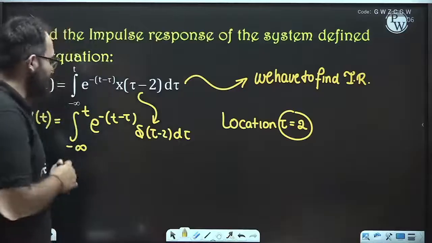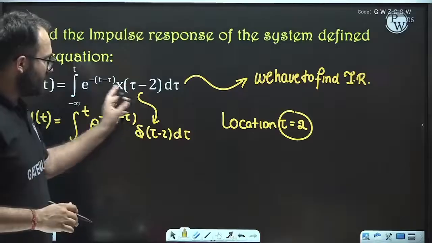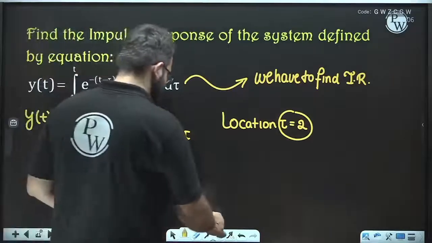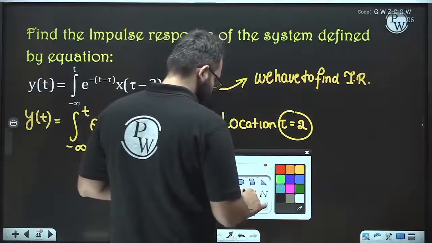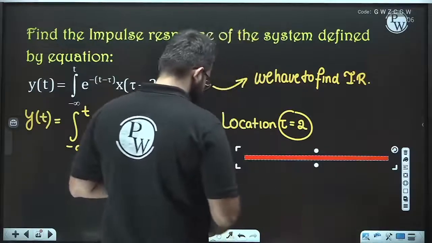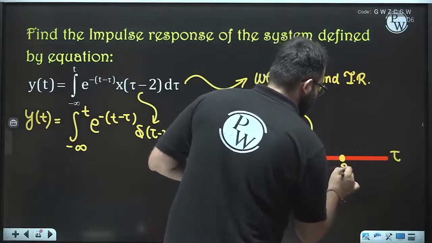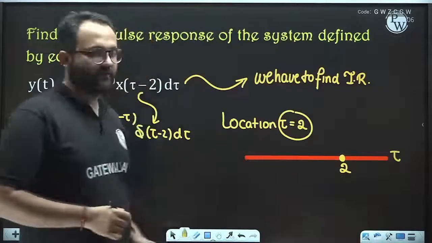Now we are integrating from minus infinity to t. Here the variable is tau. So let me draw an axis for you. Suppose this is the tau axis and the location of delta is tau equal to 2. This is the location of delta.